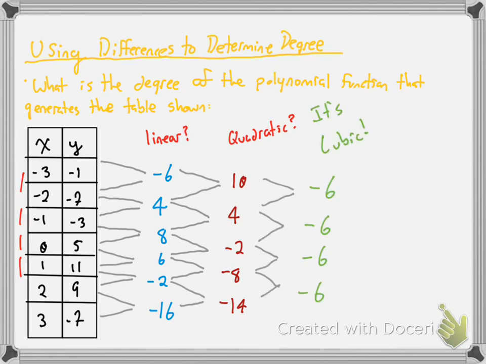Here I can see that moving from each number, I'm going down 6 every time. Since it took me 3 steps to do that, that means that my degree here is 3, meaning it's a cubic function, and in the end, the degree of that function is 3.